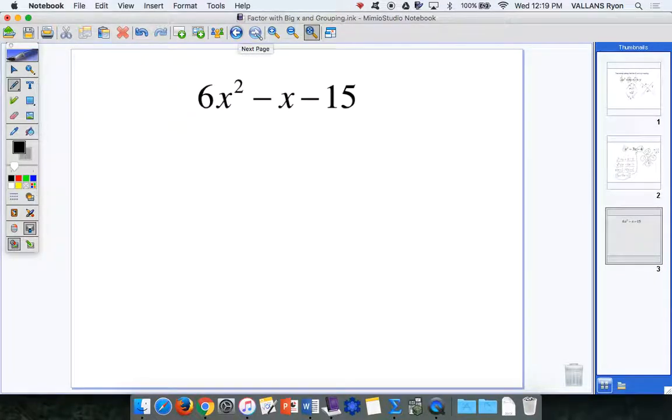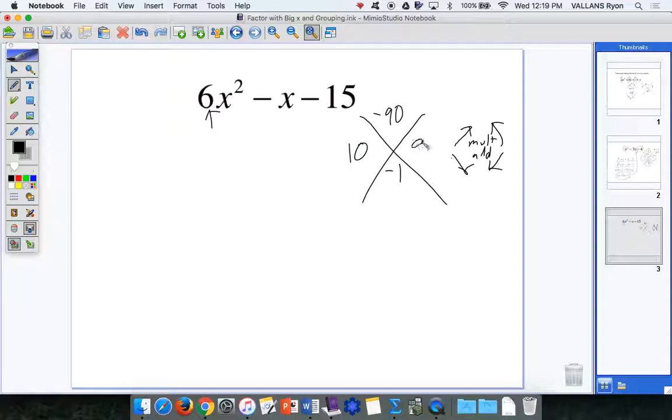An example where A isn't 1 is this example here. 6 times -15 is -90. B is -1. Remember, I gotta multiply up, add down. So numbers that work, 10 times 9 gives me 90. But it needs to be -10 times 9, so I can add down to get that -1.